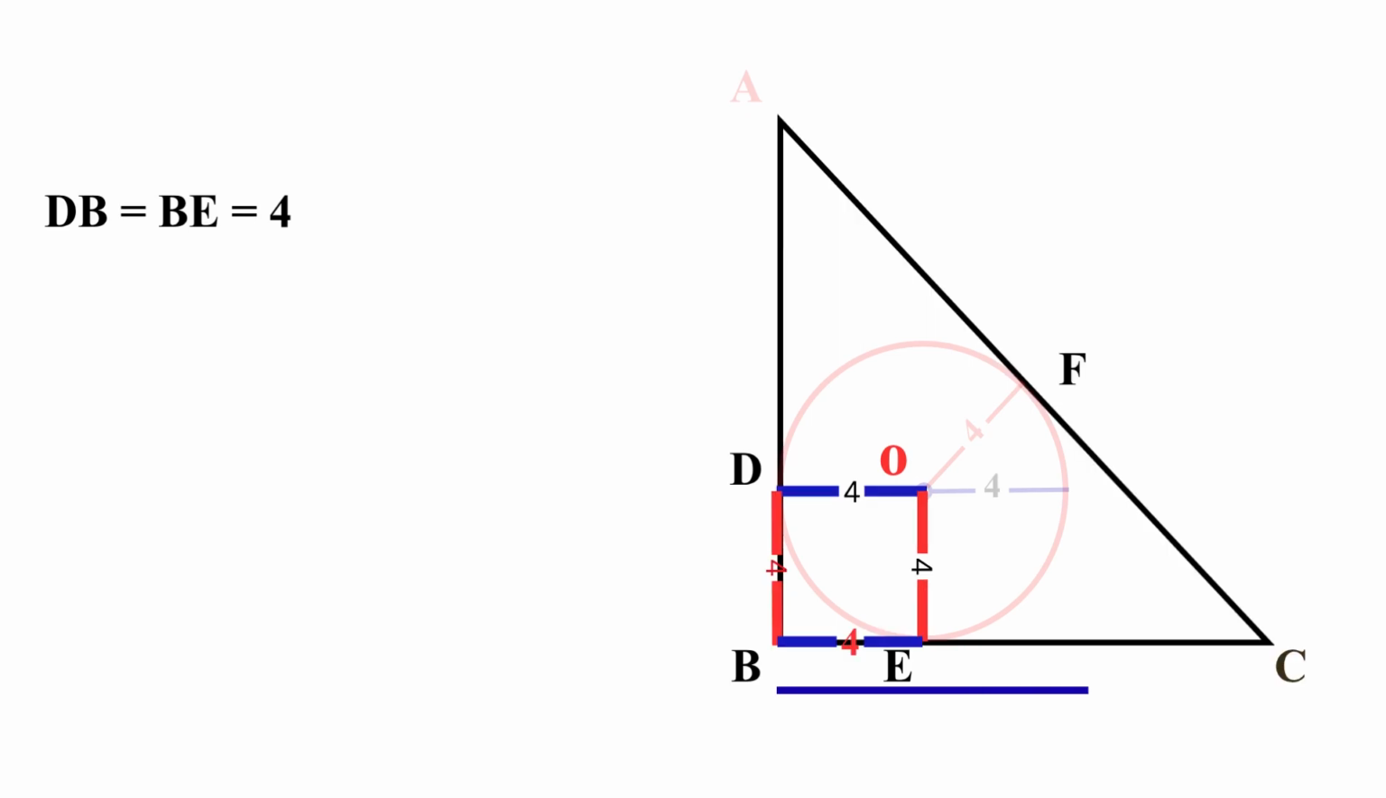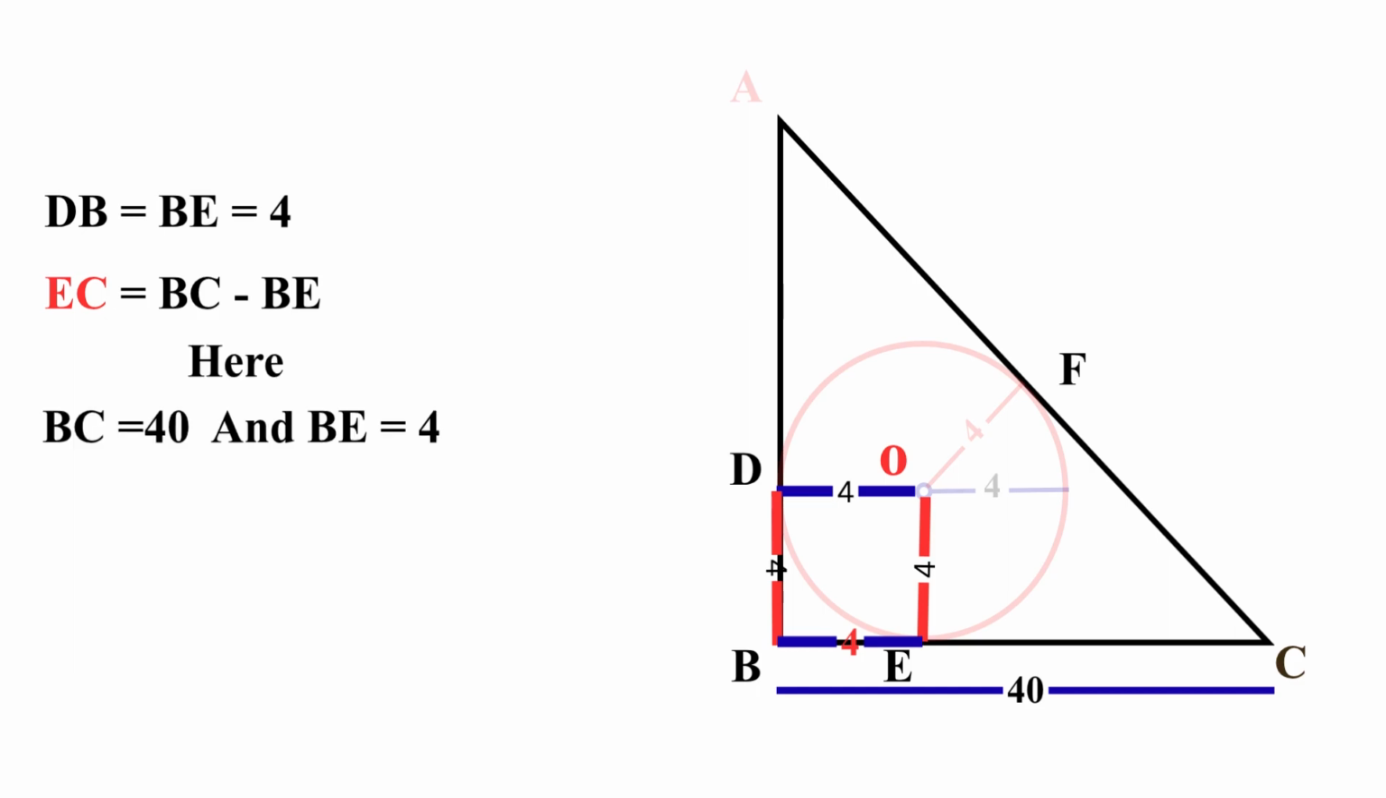Okay, let's pay attention to this part because it's important. We know this base BC is 40 units, and this BE is 4 units. So, let me ask you, what's EC? Okay, it is quite easy. Simply subtract BE from BC, and we get EC. So, BC is 40 and BE is 4. So EC is 40 minus 4, which is 36.